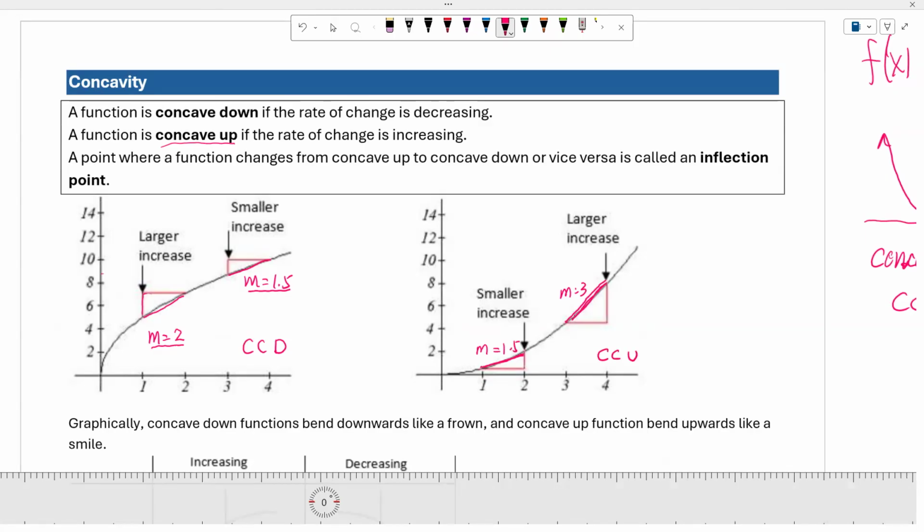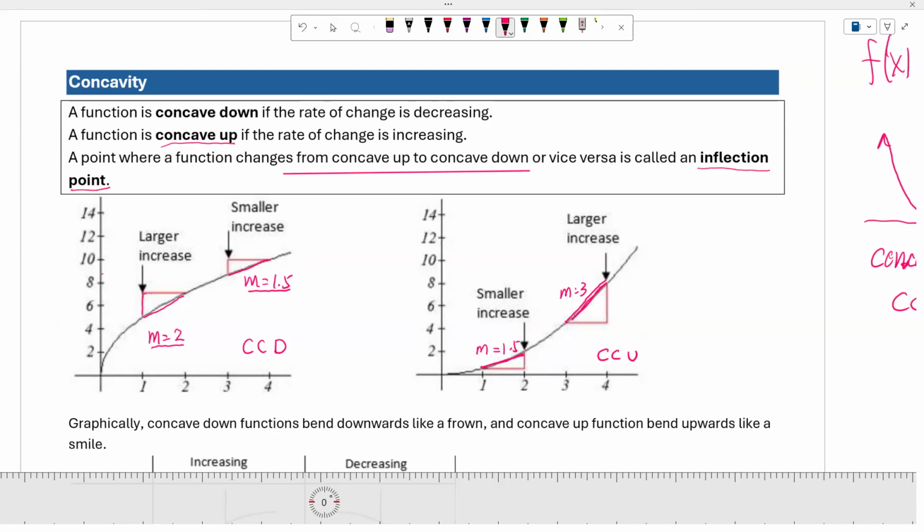Then for some functions, there is a point where the function changes from concave up to concave down, or from concave down to concave up. We call this point an inflection point.